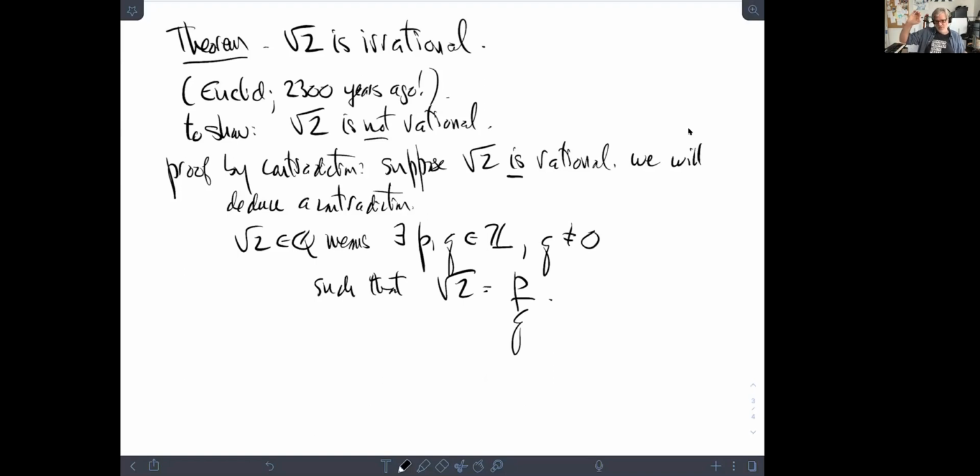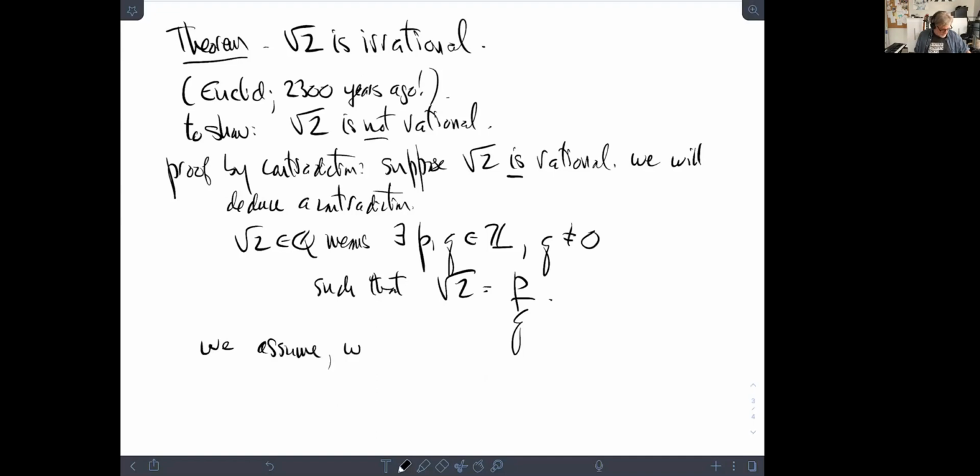Here's the first somewhat tricky little thing that I'm going to do here. If you have trouble with it, raise your hand, or put it in the chat so I see. Just let me know if this doesn't work for you. You know that if you write a fraction, you can reduce it, you can simplify a fraction. Everybody's comfortable with this. So if root 2 is a fraction, p over q for some integers, I can certainly assume that this fraction is reduced, as simplified as possible.